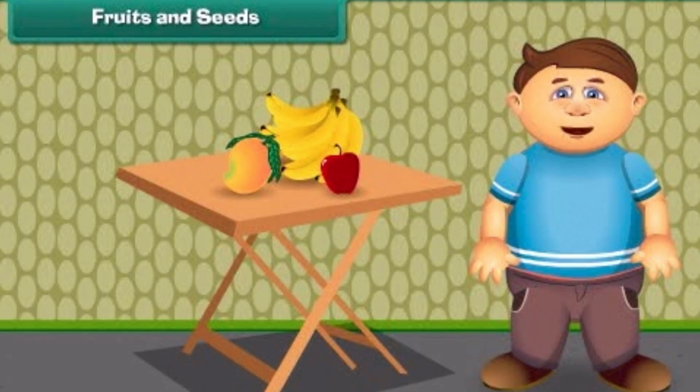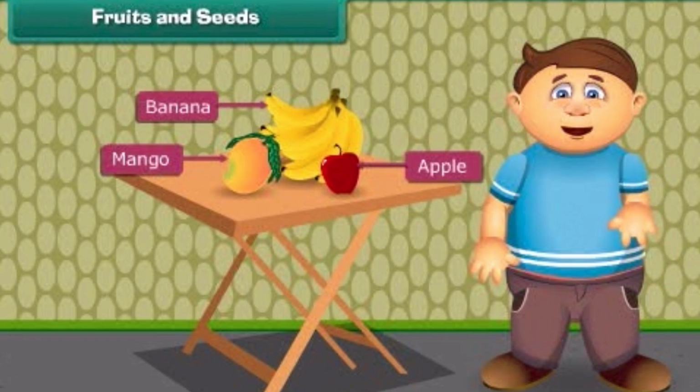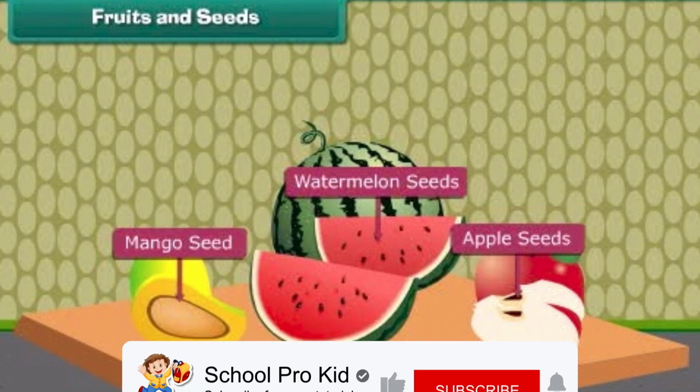I know that most of you like fruits. Fruit is the juicy part of the plant. It forms from the flowers of the plant. Fruits are of different shapes, sizes, and colors. Fruits are good for health, as they contain many vitamins. Friends, seeds are present inside the fruits. Some fruits, like mango, have only one seed inside them, while others have many seeds, like apple and watermelon.